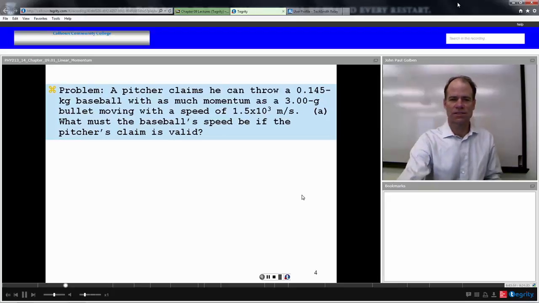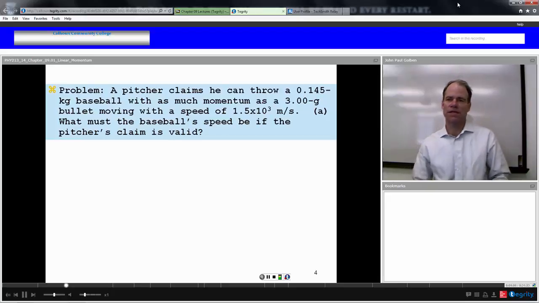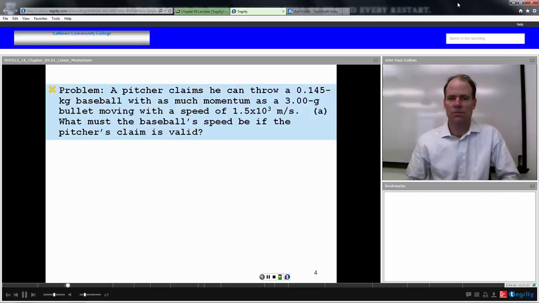All right, let's try this out. A pitcher claims he can throw a 0.145 kilogram baseball with as much momentum as a 3-gram bullet moving with a speed of 1.5 times 10 to the 3 meters per second. What must be the baseball speed if the pitcher's claim is valid?